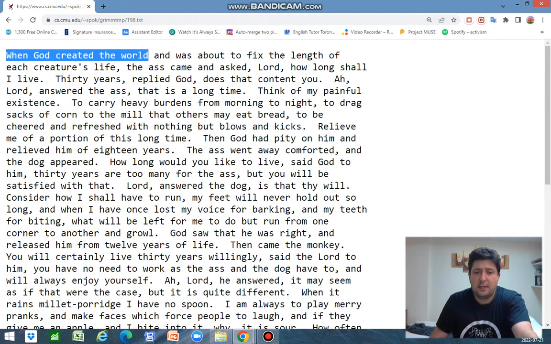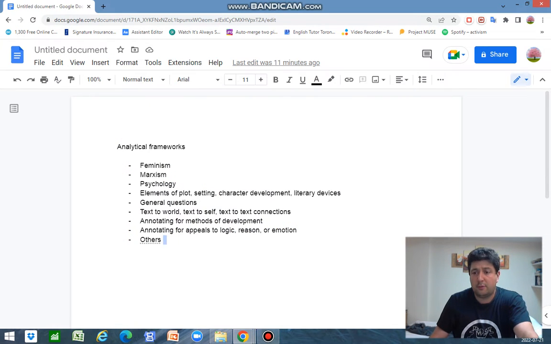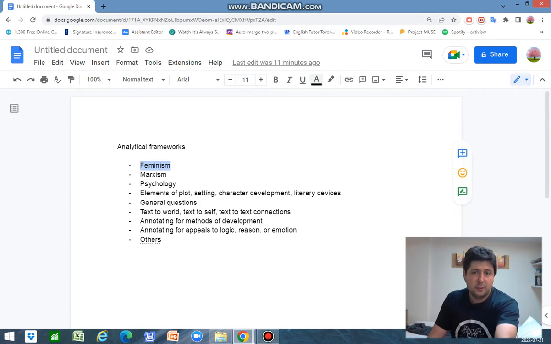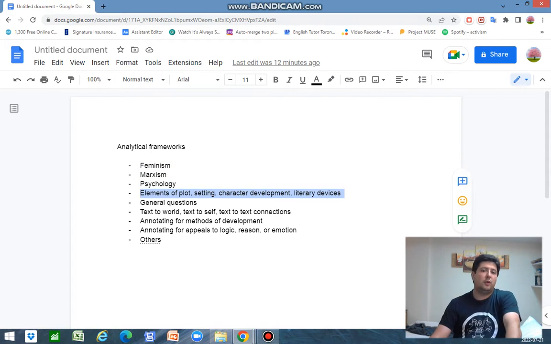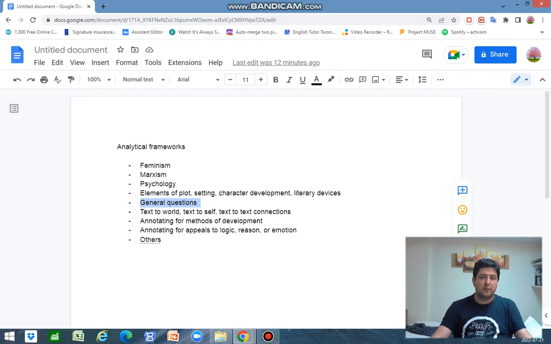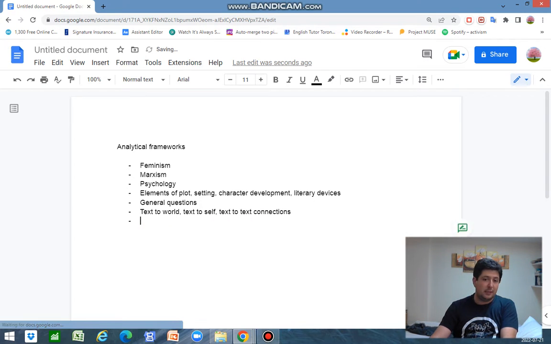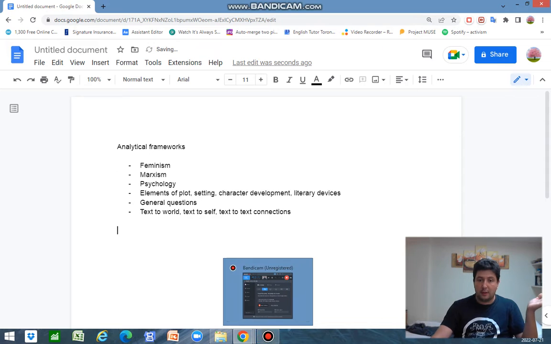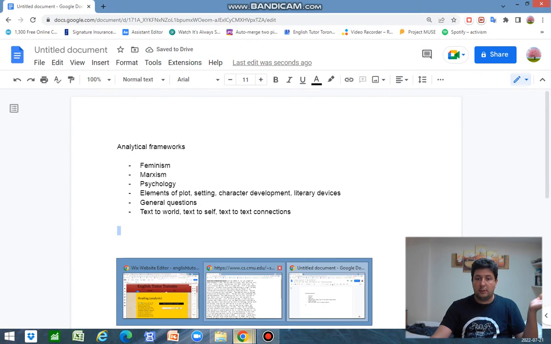So as we're reading this text, I want to annotate it for several things. We're going to look at feminist themes, Marxist themes, psychological themes. We're going to look at plot, setting, character development, and literary devices. We're going to ask general questions about the text for personal interest, and try to do text to world, self, and text to text connections. These ones don't apply, so I'm going to delete them. That's what we're analyzing for. So let's dig in.